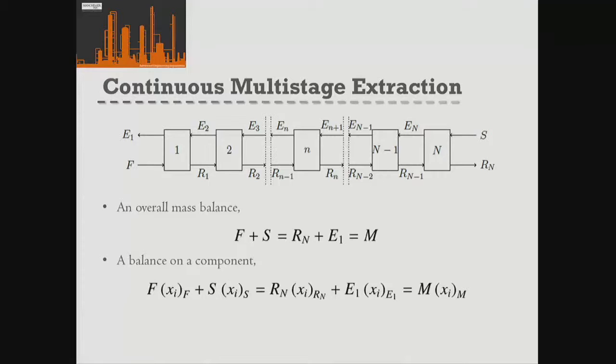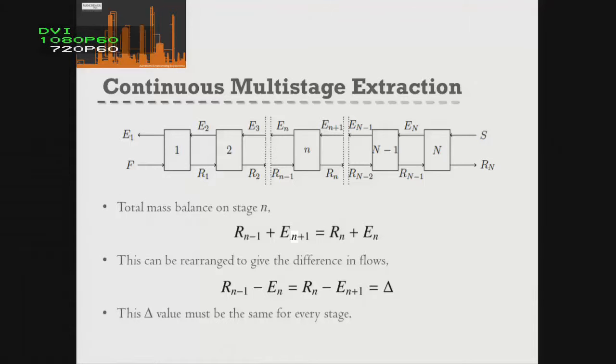We can also have an overall balance on the component as well. So for each component going into our system, we expect the same total amount to come out. And that's because we still don't have any kind of reaction occurring in our extraction system. So as well as that overall mass balance, we can now have a mass balance on a particular stage.